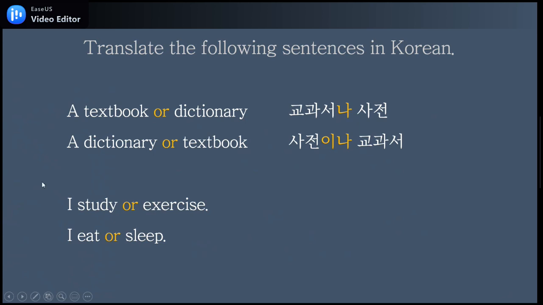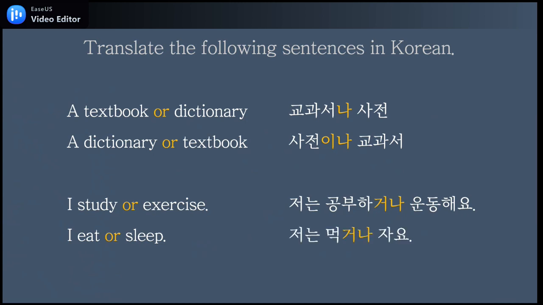How about the next one? I study or exercise. 어떻게 말해요? 저는 공부하거나 운동해요. Next one. I eat or sleep. 저는 먹거나 자요. In this case, when you list verb or verb, we don't have to think about the 받침. We use exactly the same particle 거나 here for the verbs.